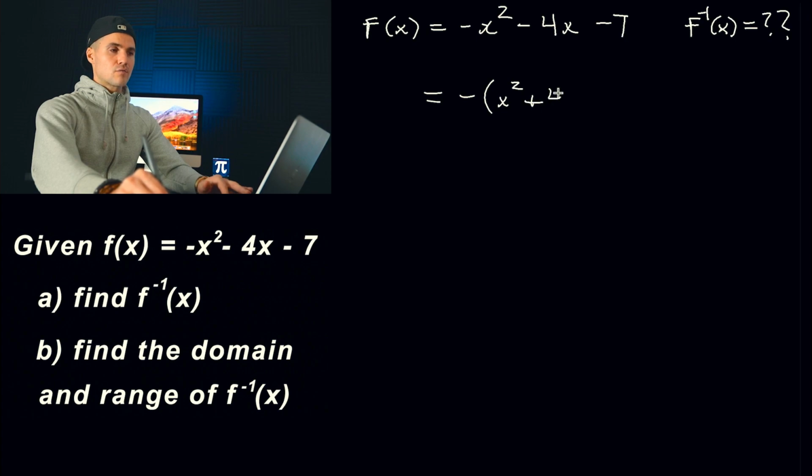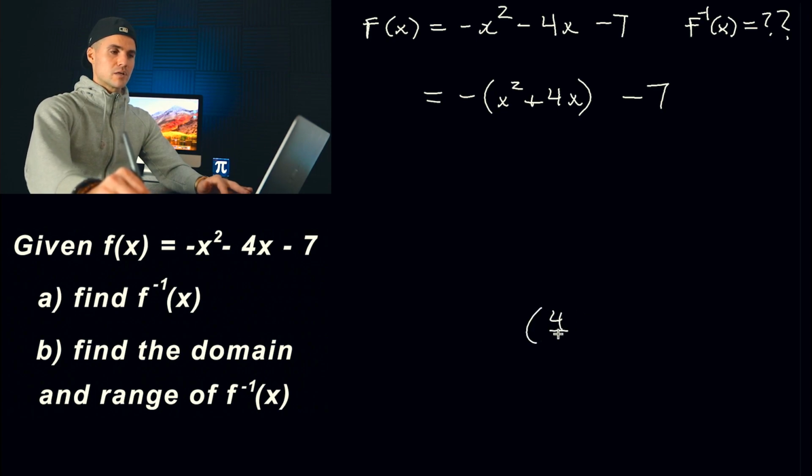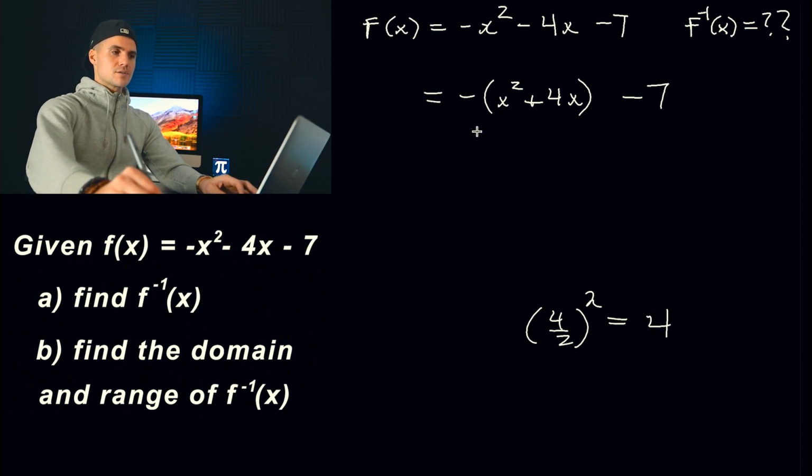Take out a negative from the first two terms, with the minus 7 on the outside. Then we're going to take the 4, divide it by 2 and then square it, which is 2 squared, which is 4. So then we take that 4 and write it over here, so it's plus 4 minus 4, and then we've got the minus 7.